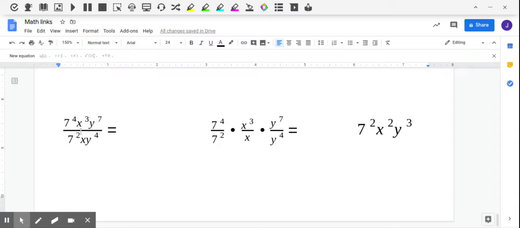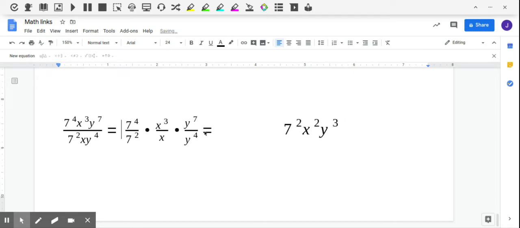All right, so what we're going to do is stack them up by parts. 7 to the fourth over 7 to the second, those two go together. x to the third over x, those two go together. And y to the seventh over y to the fourth, those go together. And we can slide that over there. And so we would break it into that series of 3 simple problems, and then we just simplify each part.